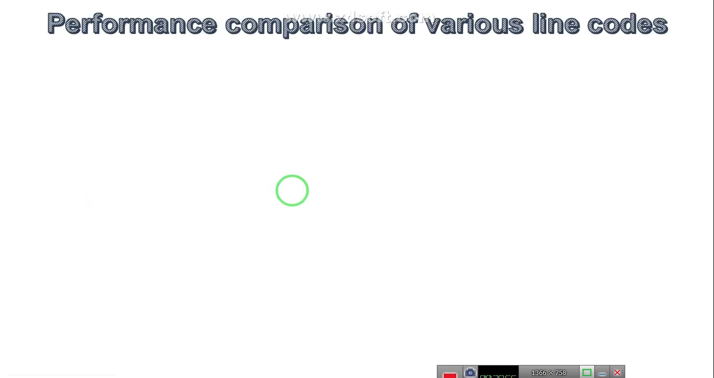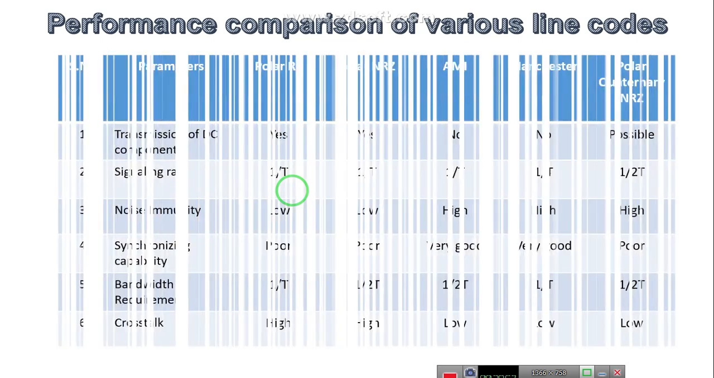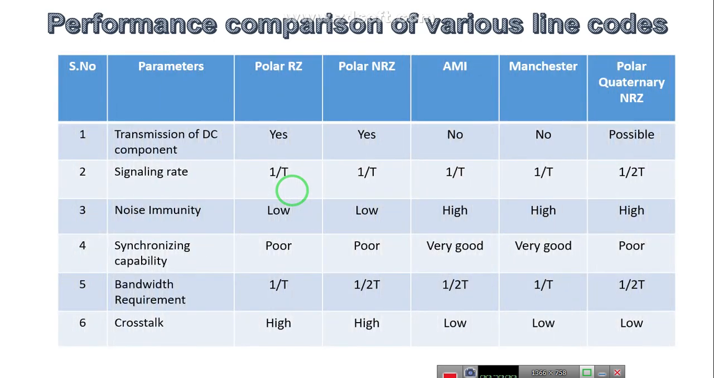Moving to the performance comparison of various line codes, it is very important. So there is polar and there is bipolar. You can see the transmission of a DC component. It is present in polar schemes, polar RZ as well as polar NRZ. Similarly, in AMI and Manchester, it is not possible. Polar quaternary is basically not in your syllabus. So it is possible over here.